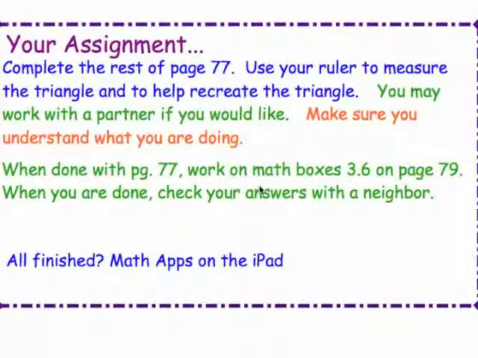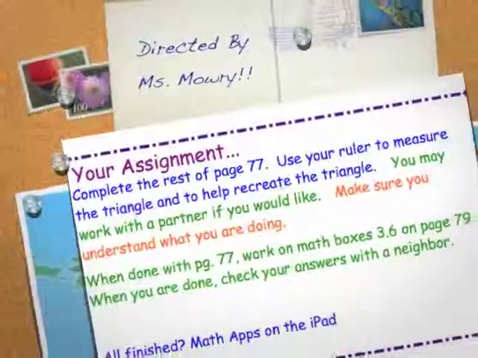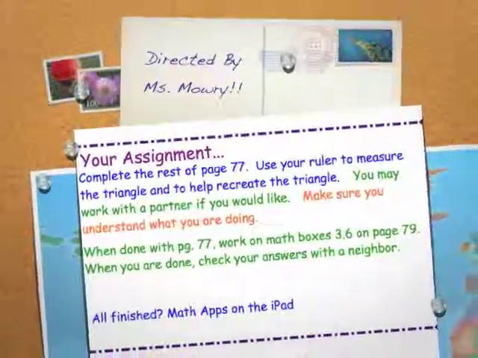So here's your assignment. Complete the rest of page 77. Use your ruler to measure the triangle to help you recreate the triangle. You may work with a partner if you would like. Make sure you understand what you're doing. When you're done with page 77, you may work on math boxes 3.6 on page 79. When you are done, check your answers with a neighbor. If you get finished with all of that, you're welcome to play math apps on the iPad.